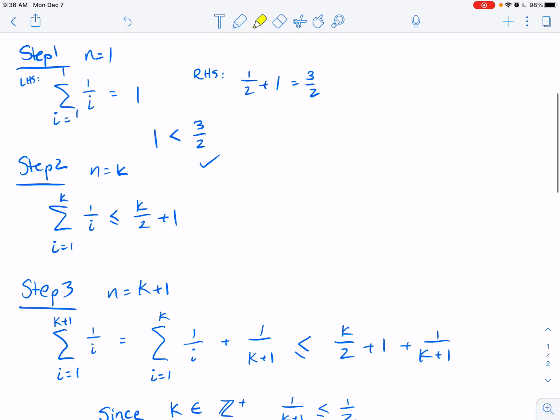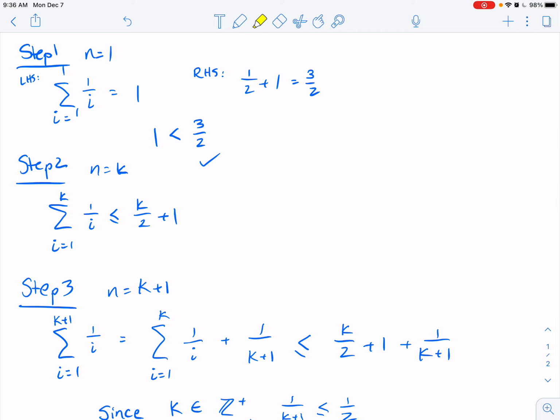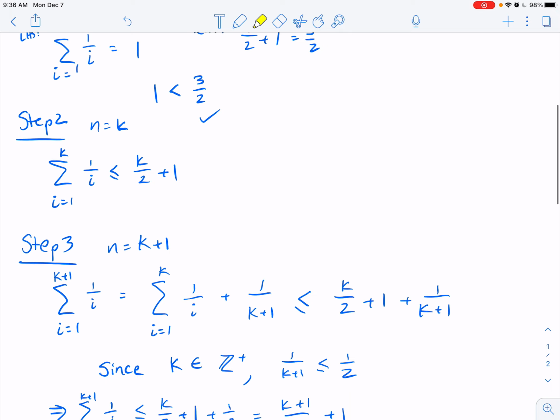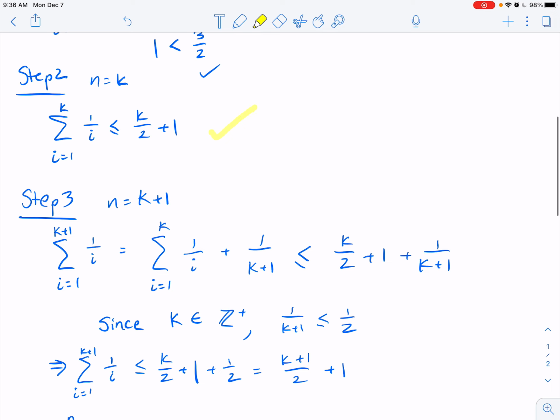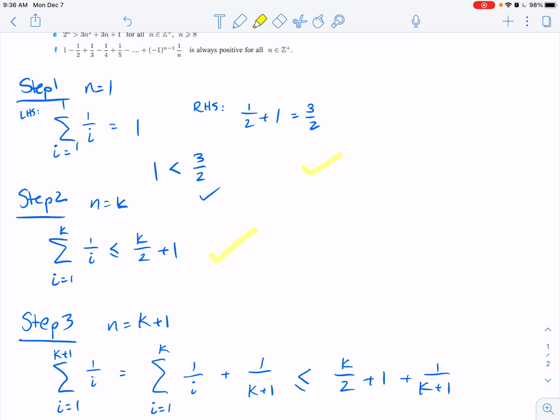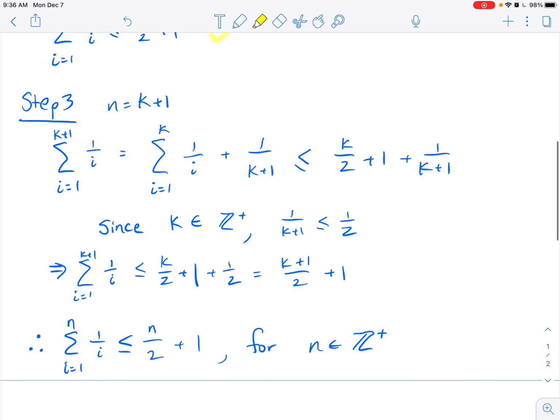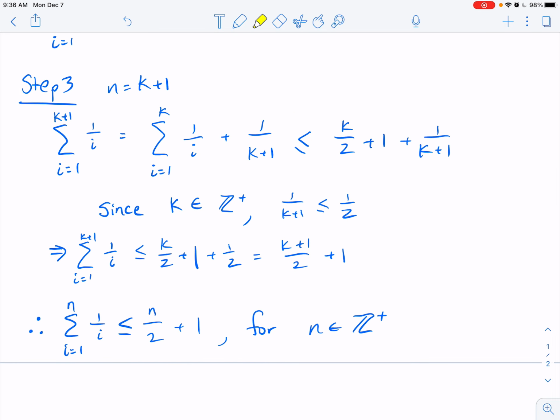Then in step 2, we make the assumption that when n equals k, it is a true statement. So the sum as i goes from 1 to k of 1 over i will be less than or equal to k over 2 plus 1. Occasionally step 1 is tricky, but for the most part, those are really straightforward. The challenge enters in with step 3.